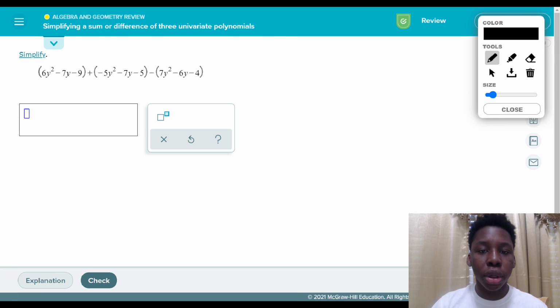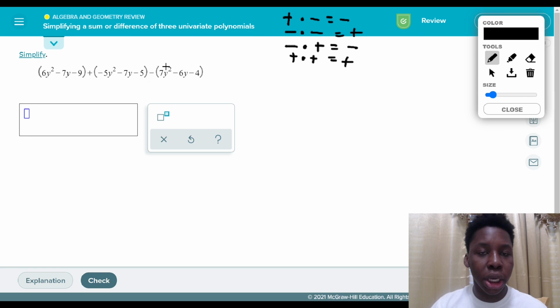We know plus times a minus equals a minus, right? A minus times a minus equals a plus. A minus times a plus also equals a minus, and a plus times a plus equals a plus. So we're going to use this to work with this example as a whole. Let's take a look. So we can write this down. This one is okay because it's the first bracket, so we can leave it as it is.